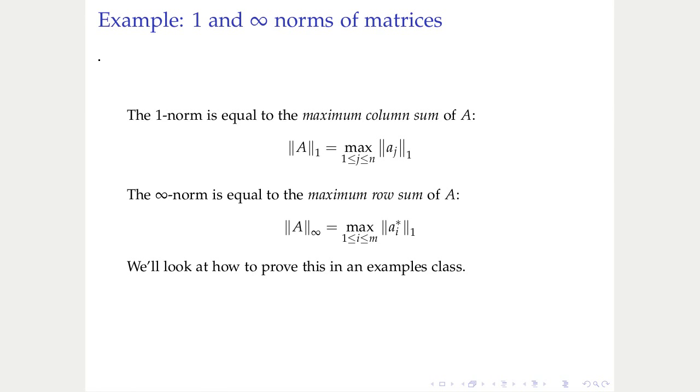Okay, so if A is equal to, say it's got 3 columns, then the 1 norm of A is equal to max of these.